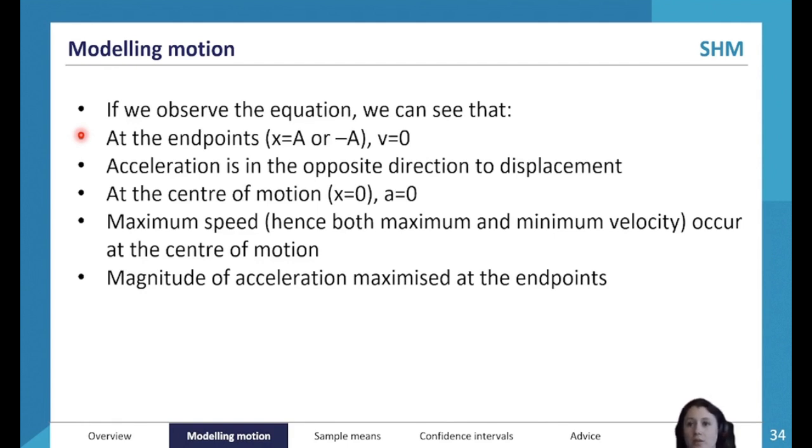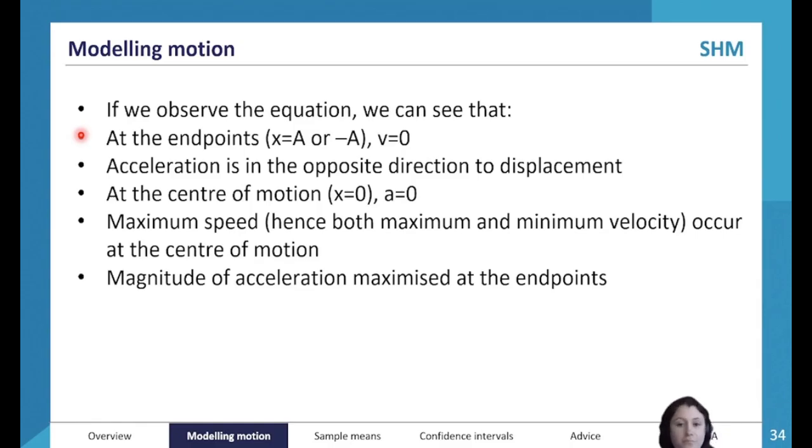And obviously whether the velocity is a minimum or a maximum depends on what direction the object is moving in. Alright, so if it's moving left to right, then it will likely have a maximum velocity because it's a positive velocity. If it's moving right to left, then it will likely have a minimum velocity because it's moving in a negative direction. Alright? And then another thing is that the magnitude of the acceleration is maximized at the endpoints. And that makes sense as well, right? Because that's when the velocity is changing the most, because it's turning all the way around at those endpoints.